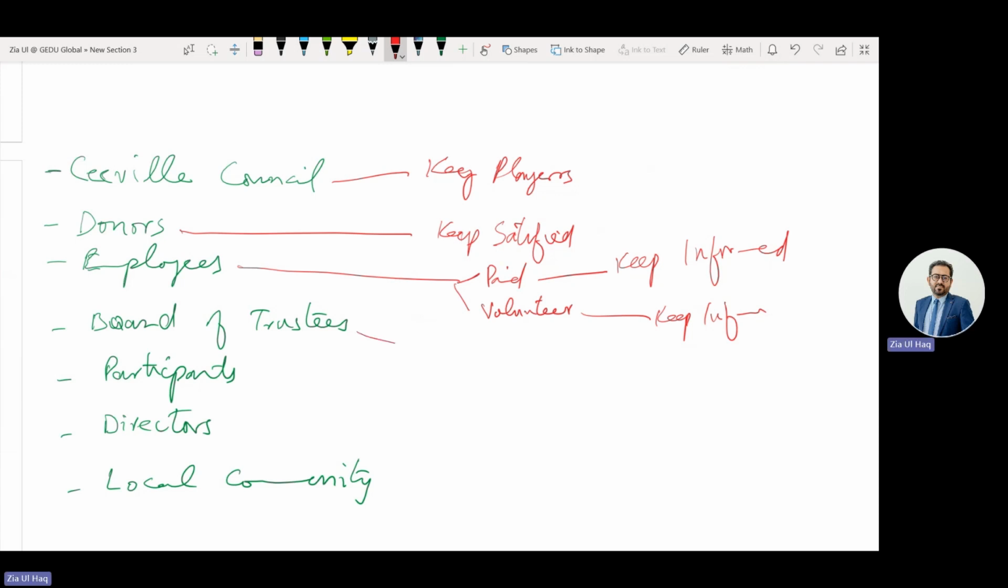Board of trustees are key players, because they are monitoring the performance of the company, and they are monitoring the working of the board of directors as well. So they have high interest as well as high power. They can change the directors, they can even change the CEO.